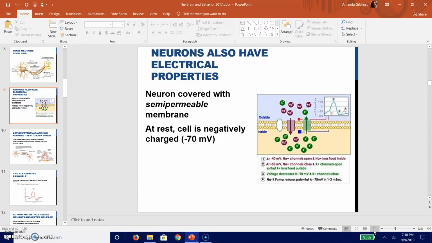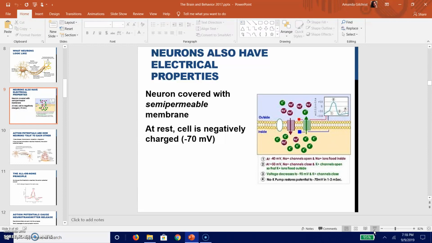And so what we tend to find is that outside of the cell, we have a pretty high concentration of things like sodium, which is positively charged. On the other hand, inside of the cell, we have a higher concentration of potassium. And so compared to the outside of the cell, the inside of the cell carries a bit of a negative charge. In this particular case, that translates to about negative 70 millivolts.